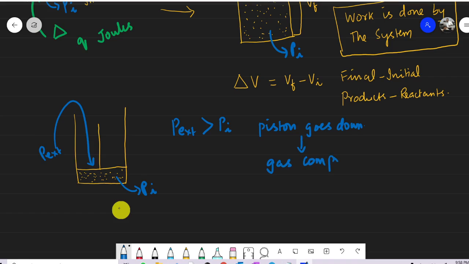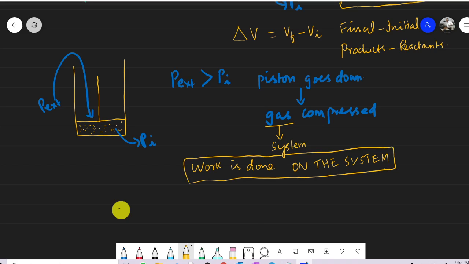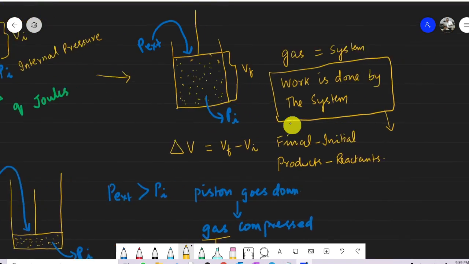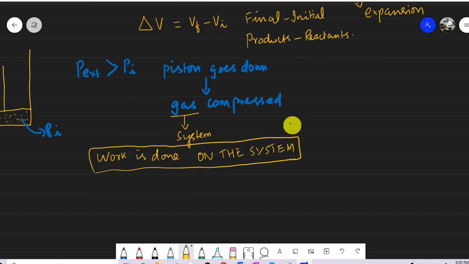As I told you, the gas is what we refer to as the system. Therefore, here work is done on the system. These two definitions you have to be familiar with: work is done by the system, and work is done on the system. Work is done by the system when there is an expansion, so it includes expansion of gas. Work is done on the system includes compression of gas.